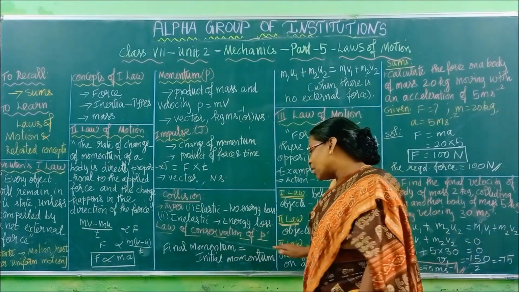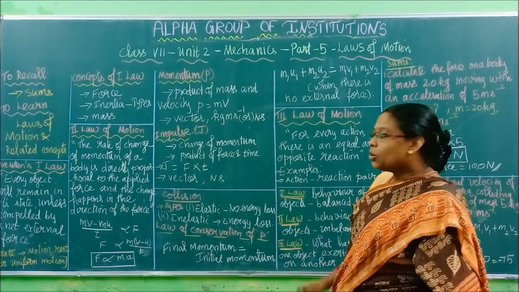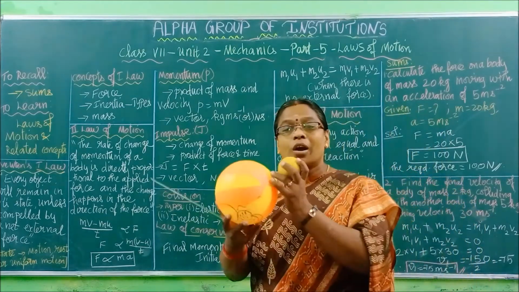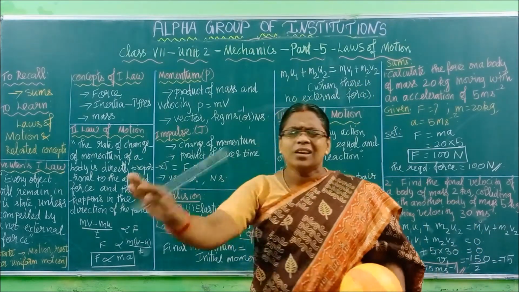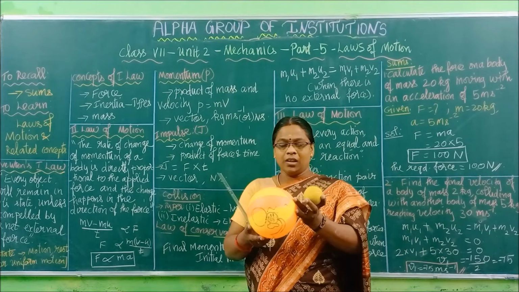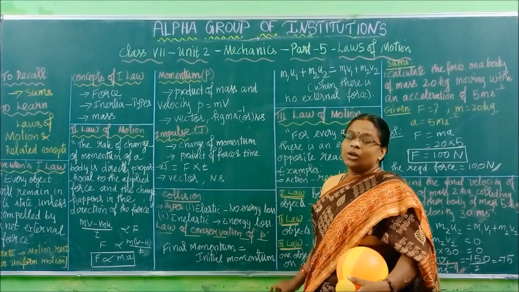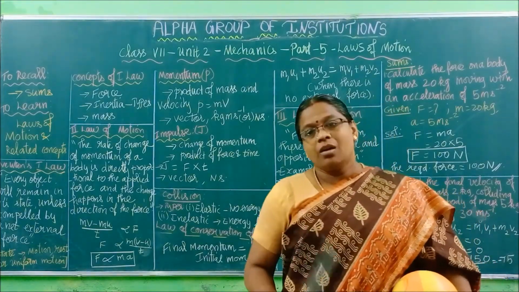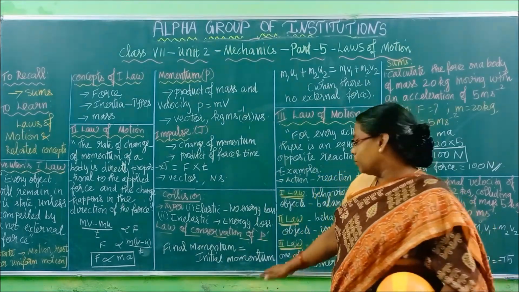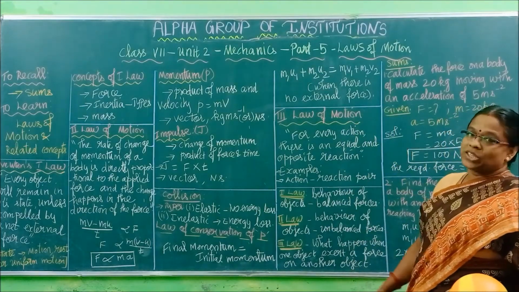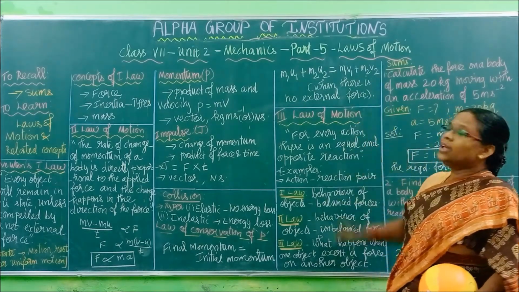What is this? The law of conservation of momentum. Momentum I have written as small p. This law states that when two bodies collide, with no external force, these two bodies alone colliding, then the initial momentum and final momentum are equal. Total momentum remains the same. Final momentum is equal to initial momentum, and initial momentum is equal to final momentum. That is what I have written as an equation. This is your total initial momentum, and this is your total final momentum.